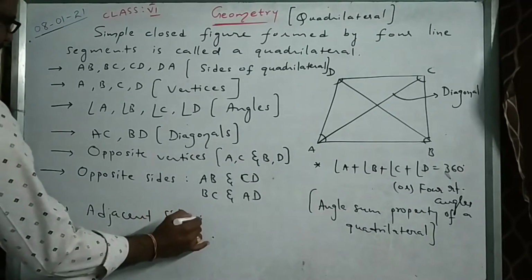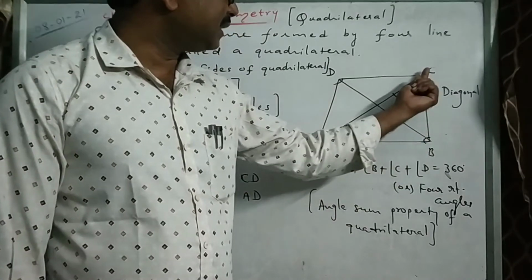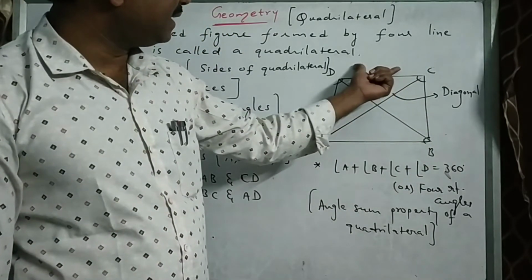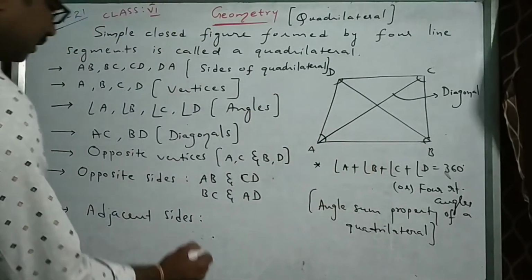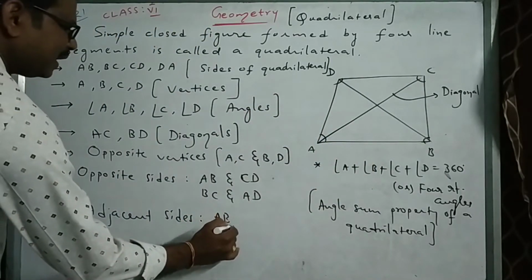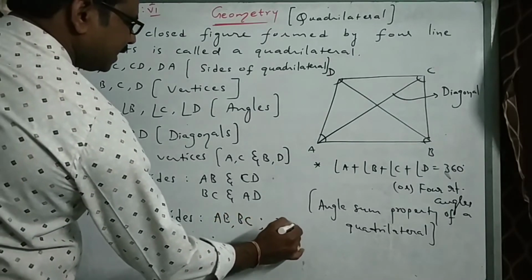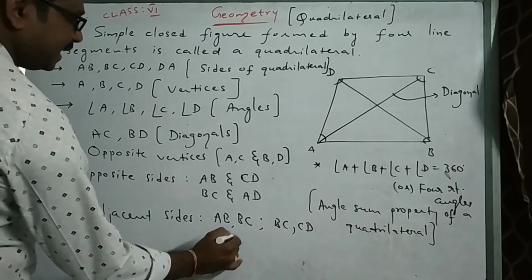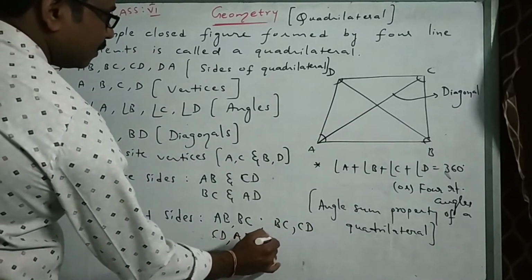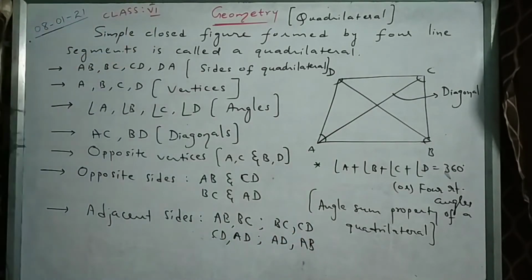Adjacent sides, side by side. What are the adjacent sides? For AB, what is the adjacent side? BC. For BC, the adjacent side is CD. For CD, AD. For AD, AB. Four pairs of adjacent sides are there.